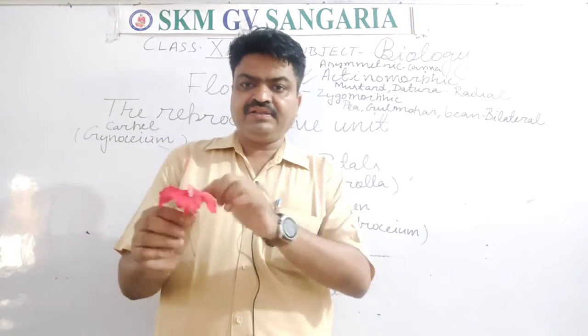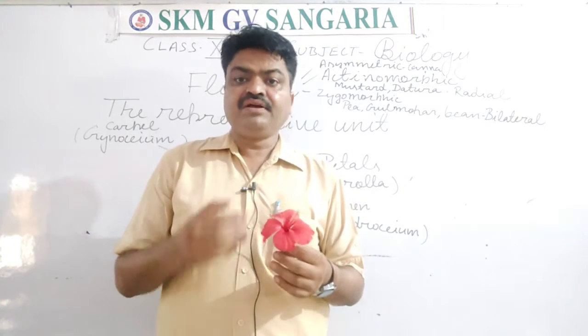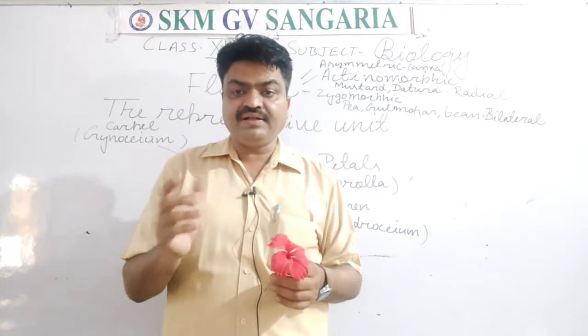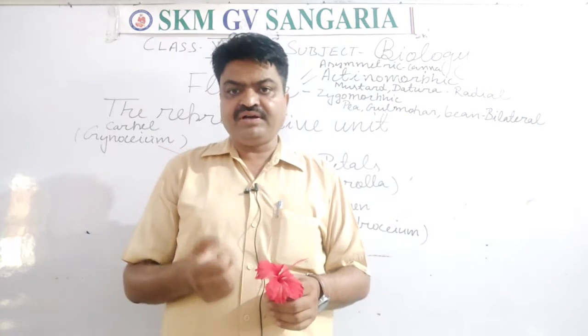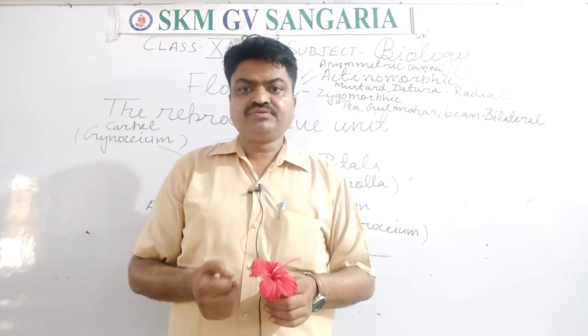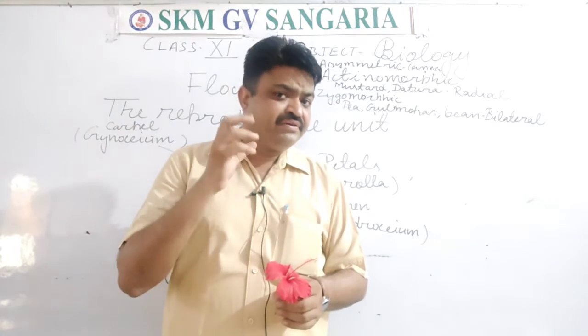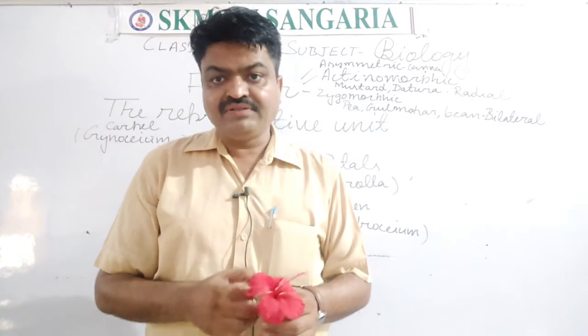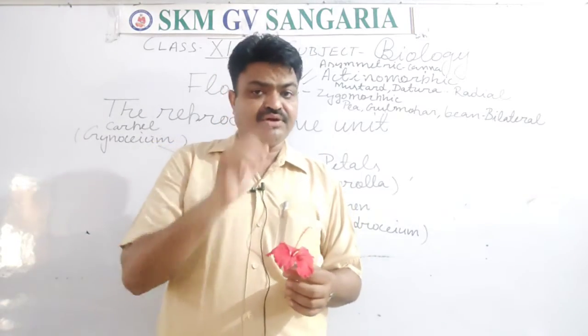In the group, it is known as the corolla, and it contains different colors. With the color it also contains fragrance, students, like the jasmine flower contains fragrance, and like this the rose flower contains fragrance. So they have different types of fragrance, and with the help of that fragrance they attract the insects. Now we come to the next important part.